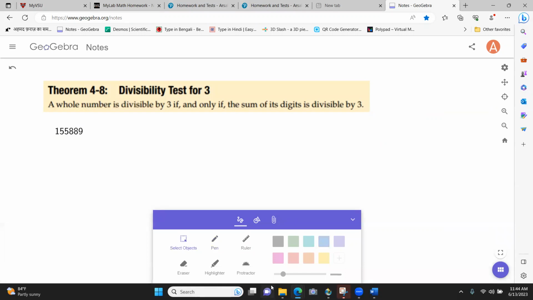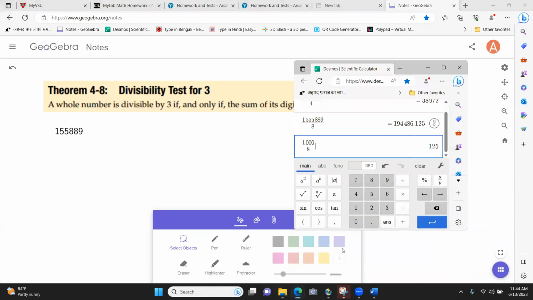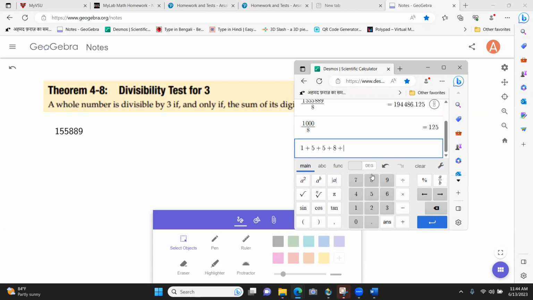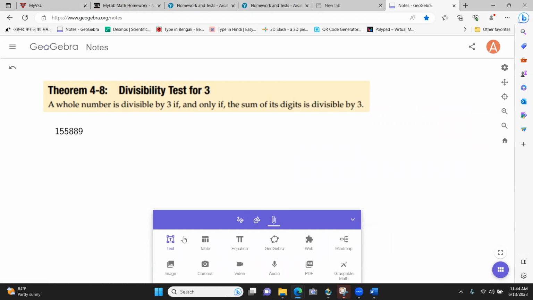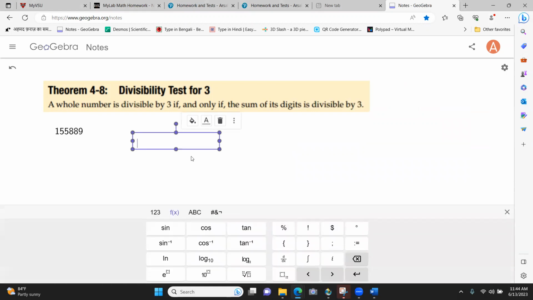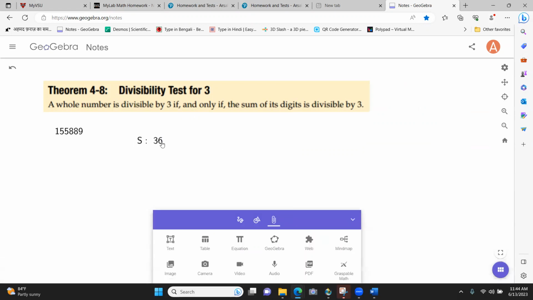Now what do you get? Let's not mess up. I'm adding the digits: 1 plus 5, plus 5, plus 8, plus 8, plus 9. Well, that's 36. The sum is 36. The number is not equal to 36, but the sum is. Is 36 divisible by 3? The answer is yes. So is the whole number.